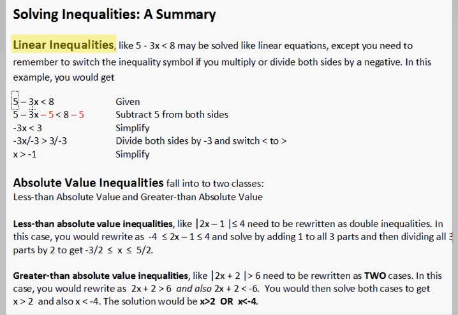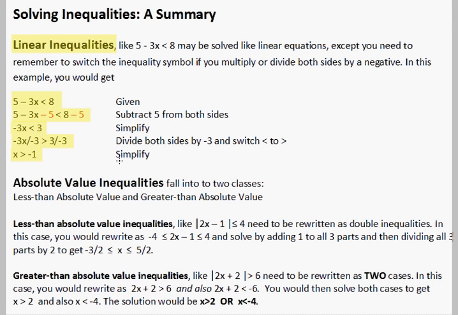Our first linear inequality here is 5 minus 3x less than 8. We would solve that just as if it were 5 minus 3x equals 8. We could subtract 5 from both sides, and that would give us negative 3x less than 3. Then we divide both sides by negative 3. Now, when we multiply or divide both sides by a negative, we have to switch the inequality sign. So the less than is switched to greater than. So the answer is x greater than negative 1.